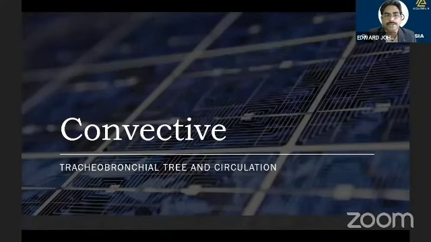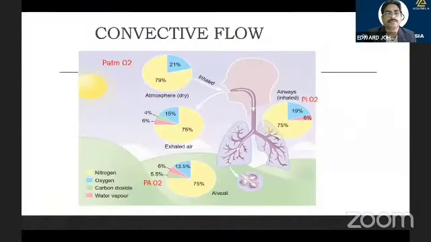So we will see what is convective transport of oxygen. The atmospheric air has 21% of oxygen. When we inhale, it is saturated with water vapor and the partial pressure falls down to 19% in the trachea. It is called FiO2. Then when it enters the alveoli, it further falls because the expired carbon dioxide dilutes the inspired oxygen. So it is 13.5%. From the alveoli, it is expired, and at the mouth, it becomes 15% of oxygen. So this movement of oxygen from the atmosphere to the alveoli and back from the alveoli to the mouth is called a convective flow.